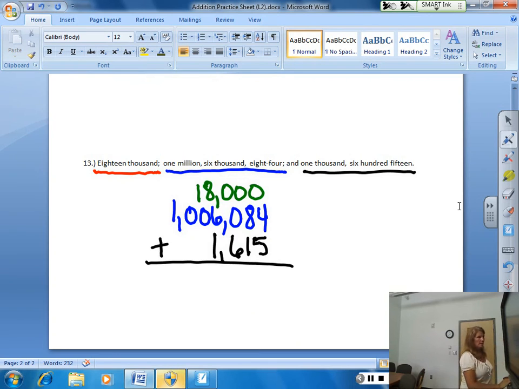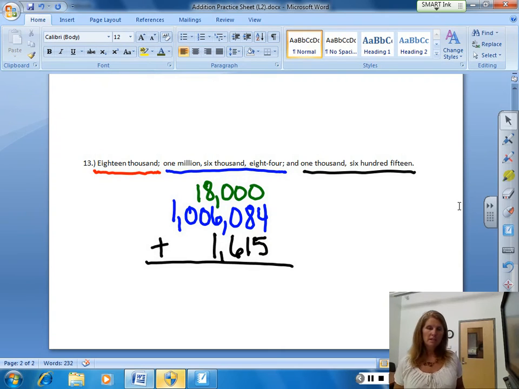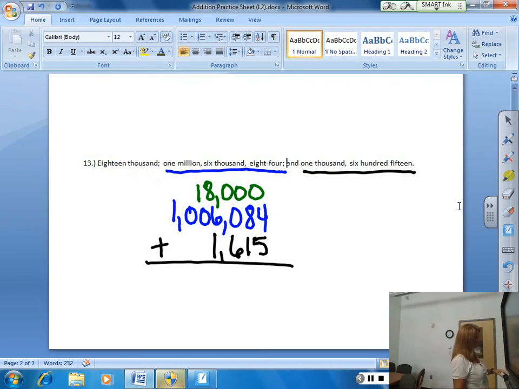And add all that together. So, 18,000, 1,006,084, and 1,615. I had red, I wrote green, but I want those to match just so you can see the blue one is blue, the green one is green, and the black one is black. And now I'm going to add those together. Sorry about that. I was trying to be all great with the color coordinating and didn't get so great.